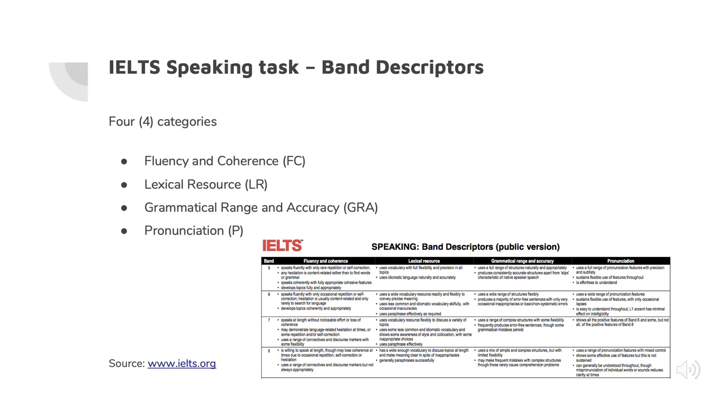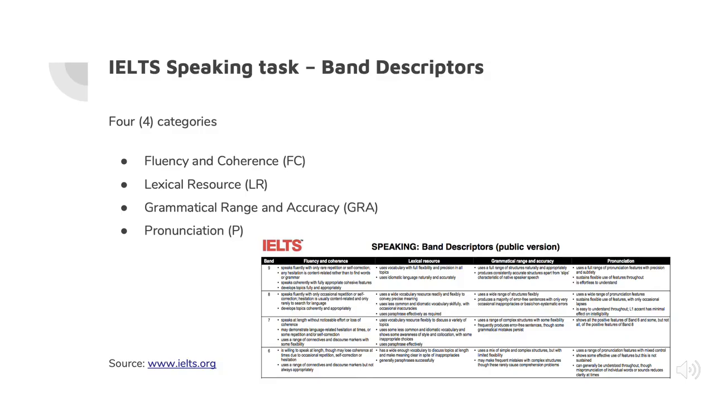For the IELTS speaking task, we have a look at the band descriptors. There are 4 categories that determine your band score: fluency and coherence, lexical resource, grammatical range and accuracy, and pronunciation. For fluency and coherence, it's simply put that you are speaking in a manner that is easy to understand and clear and concise in speaking.